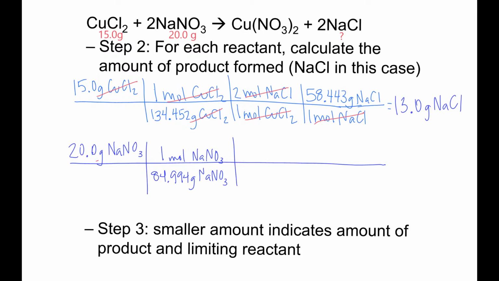Remember to keep in mind that you need to cancel out the units. Those of you that don't cancel out the units, we generally have issues later on. Next step is the mole ratio. I have 2 moles of sodium nitrate, and I have 2 moles of sodium chloride.